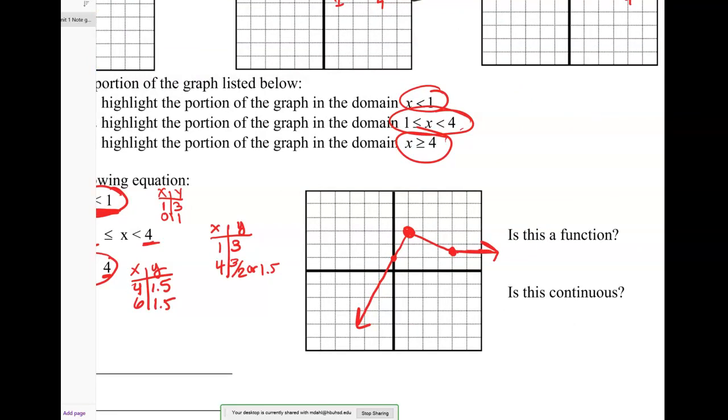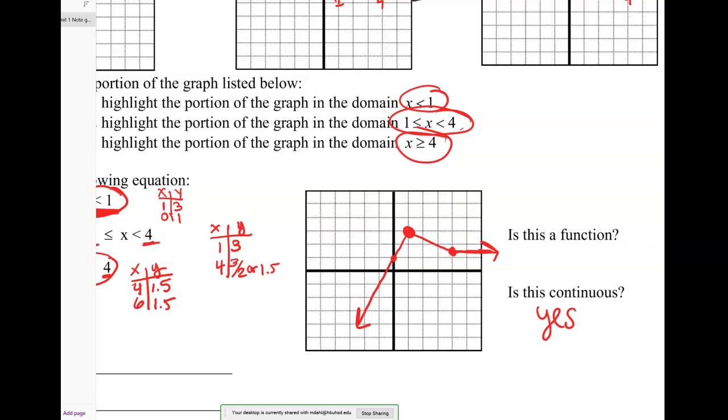Is this function continuous? Can you draw this function without having to skip any points or lift up your pencil from left to right? Yes, okay? Will a piecewise function always be continuous? No. Wait. No. No, this is actually a repeat of the question I just asked you, right?